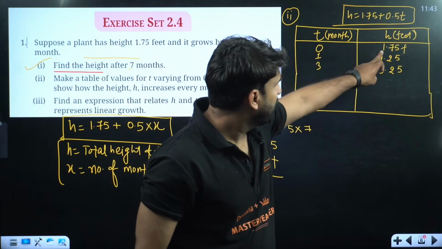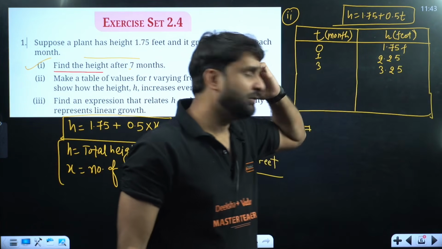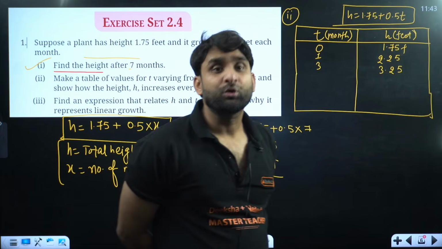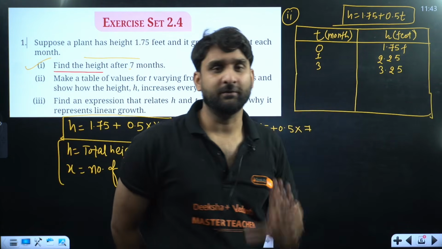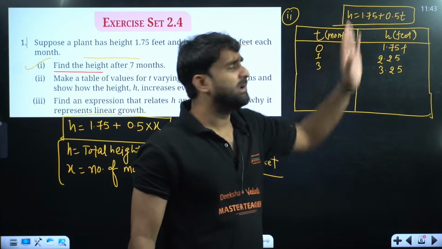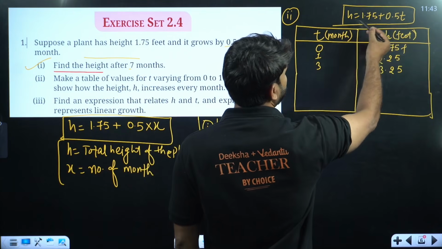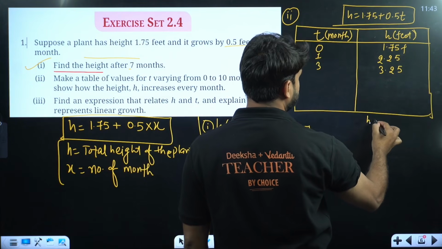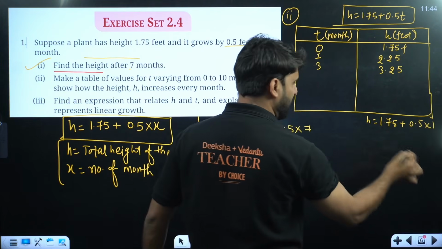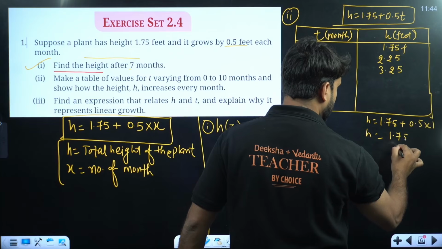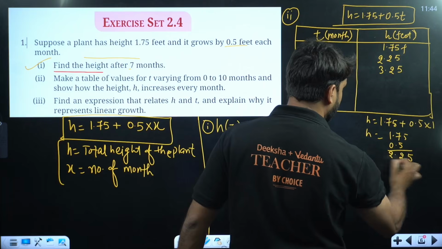Can you see? Here is 1.75, now 2.25, now 3.25. What is happening here? The numbers are increasing by 0.5, a multiple of 0.5. For the first month, h is equal to 1.75 plus 0.5 into 1, which means 0.5. So h is equal to 1.75, and if we add 0.5, this is 2.25, which I already have there.